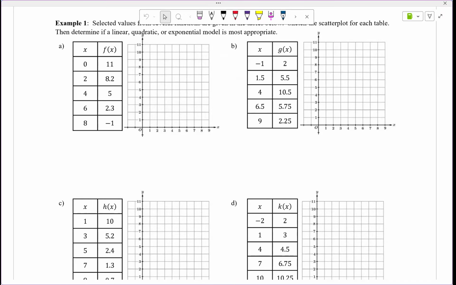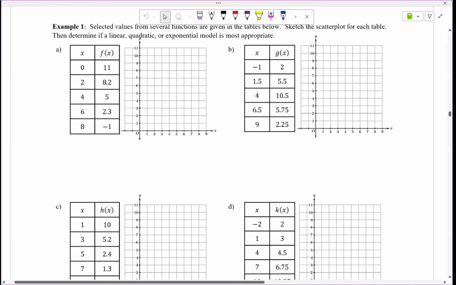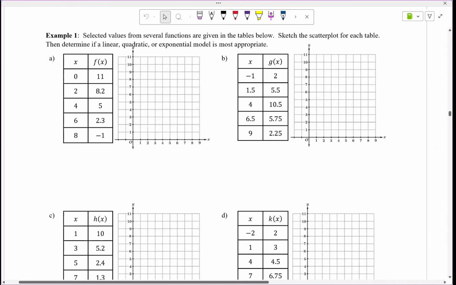Thank you, Kayla. Nia, can you help us with B? I said that it was quadratic. Okay.